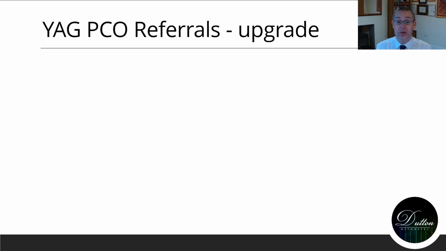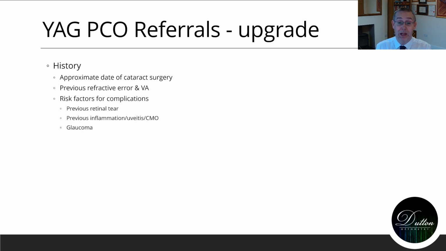Once we've got the basics right, then we may look to upgrade our YAG PCO referrals. First of all, a bit more detail on the history. So approximately when was the cataract surgery done, and to give some idea of the visual potential of the eye, so previous refractive error and the visual acuity. It will help the surgeon to make them aware of any potential risk factors for complications, so previous retinal tear, vitreoretinal problems, inflammation, uveitis, CMO, because there's an increased risk of these things happening after the YAG capsulotomy, and glaucoma as well. You can get a rise in IOP following this procedure.